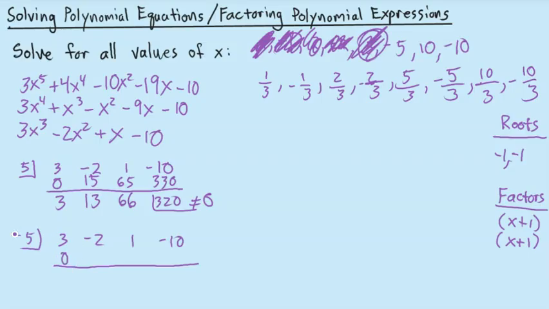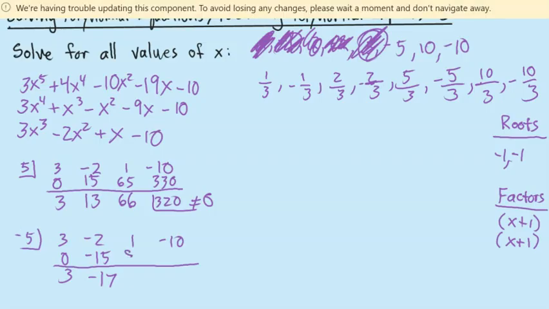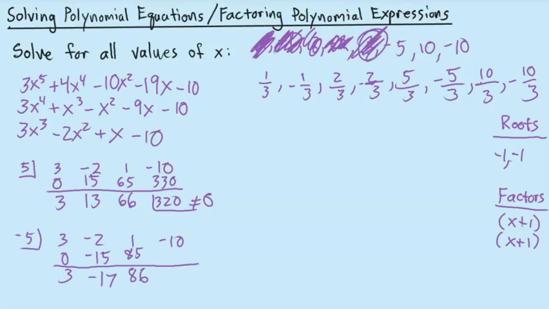Put a 0 here. 3 plus 0 is 3. Times -5 is -15. Plus -2 is -17. Times -5 is 85. 85 plus 1 is 86. 86 times -5 is definitely not equal to 0. Let's just skip it, okay? Cross out the -5. Now we're going to move on to 10.